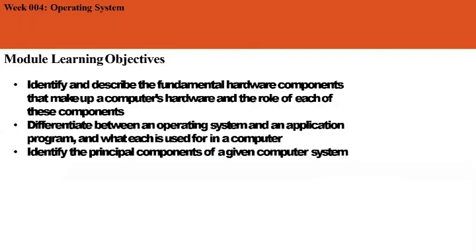So at the end of the discussion, you students will be able to identify and describe the fundamental hardware components that make up a computer's hardware and the role of each of these components. Then differentiate between an operating system and an application program and what each is used for in a computer, and identify the principal components of a given computer system.